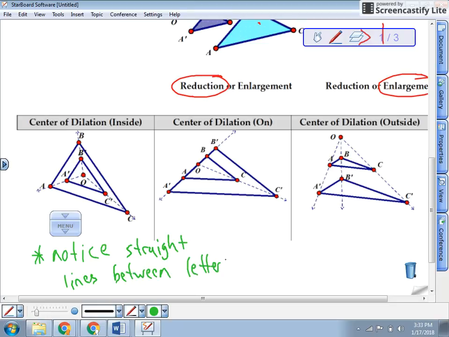So if I look at A and A prime, straight line to the center of dilation. B to B prime, straight line to the center of dilation. Works on every one. A to A prime here, whether it's on, straight line to the center of dilation. C to C prime, straight line. Even if it's outside, here's A prime to A. B prime to B, straight line to the center of dilation. That's going to be key, that idea of a straight line.